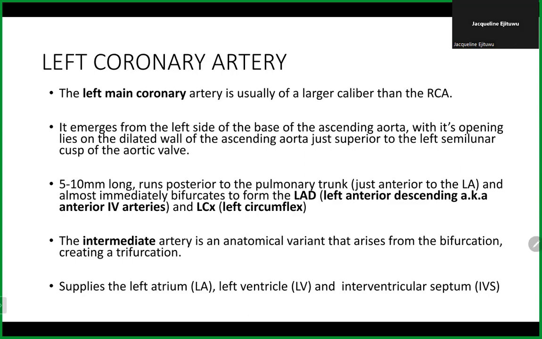Immediately it emerges, it bifurcates to form the left anterior descending artery, which is also known as the anterior interventricular artery, and the left circumflex artery. We have some variants in some individuals in which there is a third branch, a trifurcation known as the intermediate artery, which is an anatomic variant that arises from the bifurcation in few cases. So the left coronary artery supplies the left atrium, the left ventricle, and the interventricular septum.